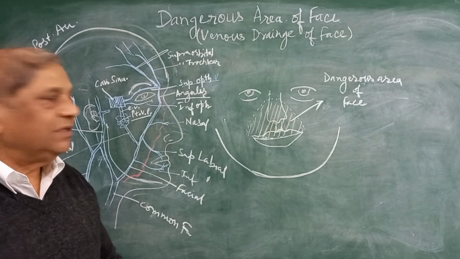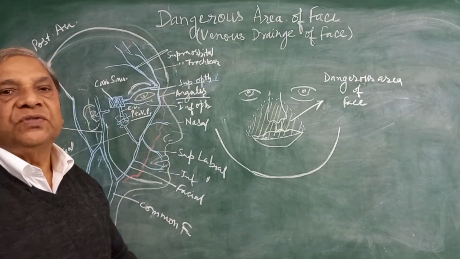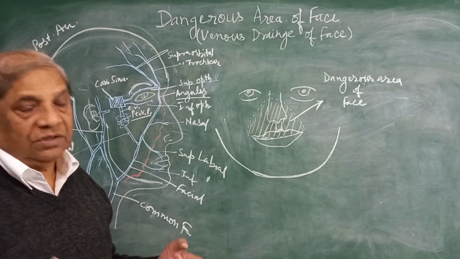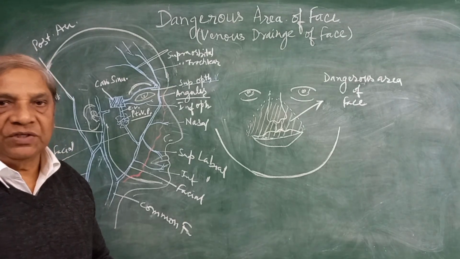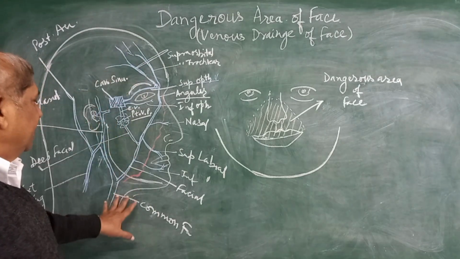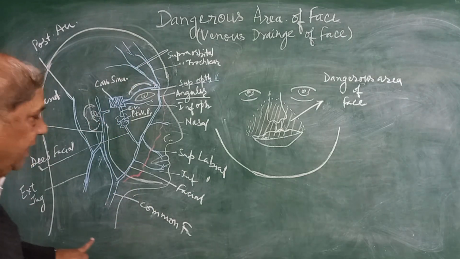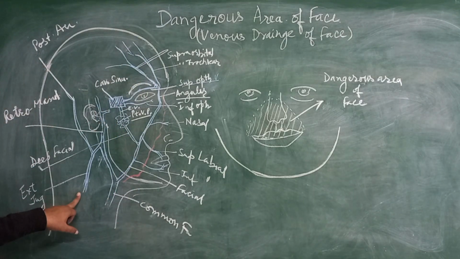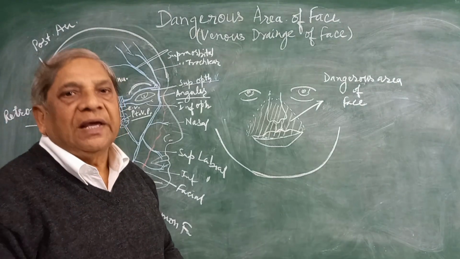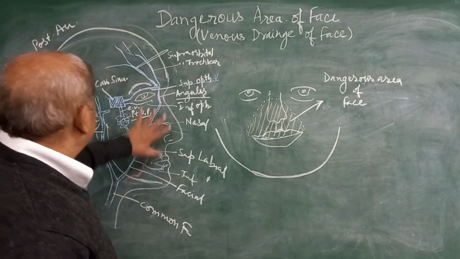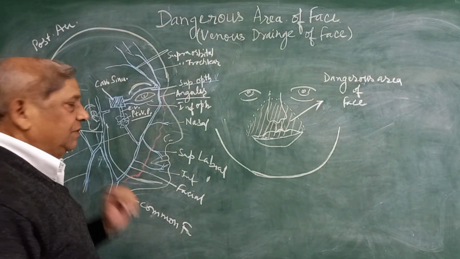Okay, so ultimately the blood from the superficial part of the face and side of the temple drains into the common facial vein to the internal jugular vein, and from the external jugular vein to that of the subclavian vein. So this is the venous drainage of the face.